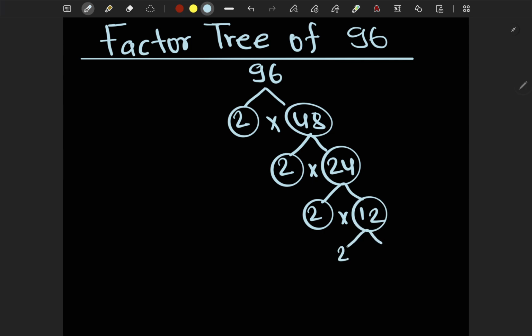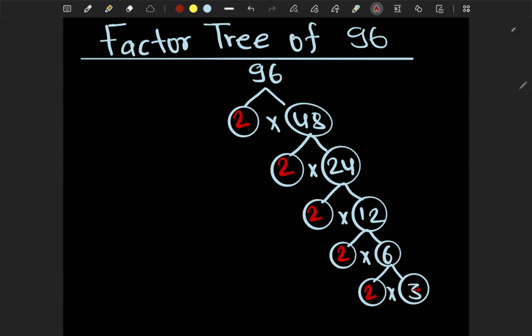12 means it is 2 times 6. 2 times 6 means 12, and 6 means it is 2 times 3, which is equal to 6. So now we select the prime numbers in all these numbers. So the prime numbers here are 2, 2, 2, 2, 2, and at last 3.